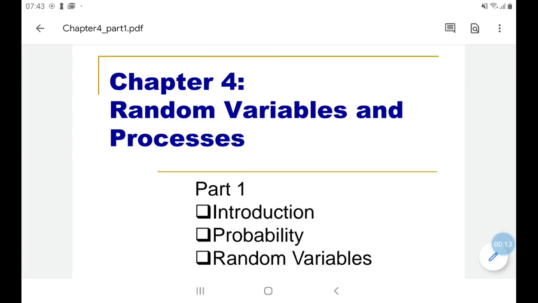Today this is a recorded lecture for chapter 4. It's the fourth chapter for this course, and we just completed chapter 3 in our last asynchronous lecture. So chapter 4 is about random variables and process. I'm not sure whether you are familiar with the name of this chapter. So this chapter again has some calculation.